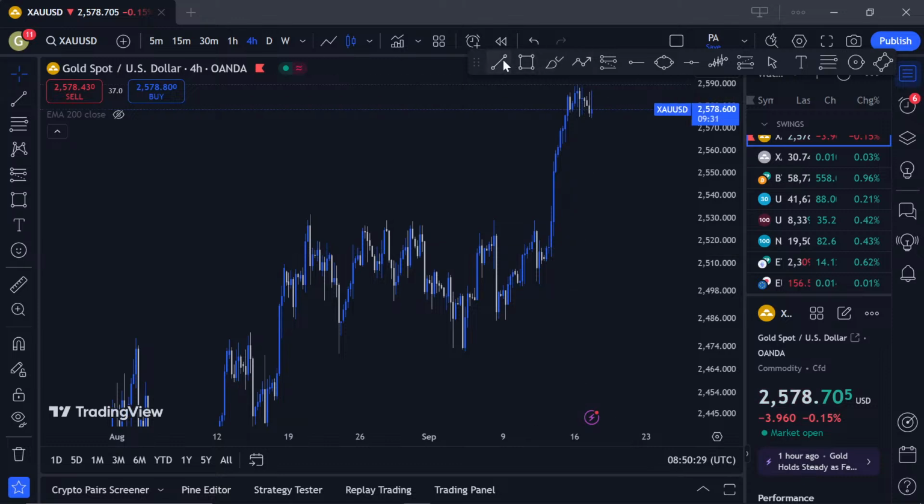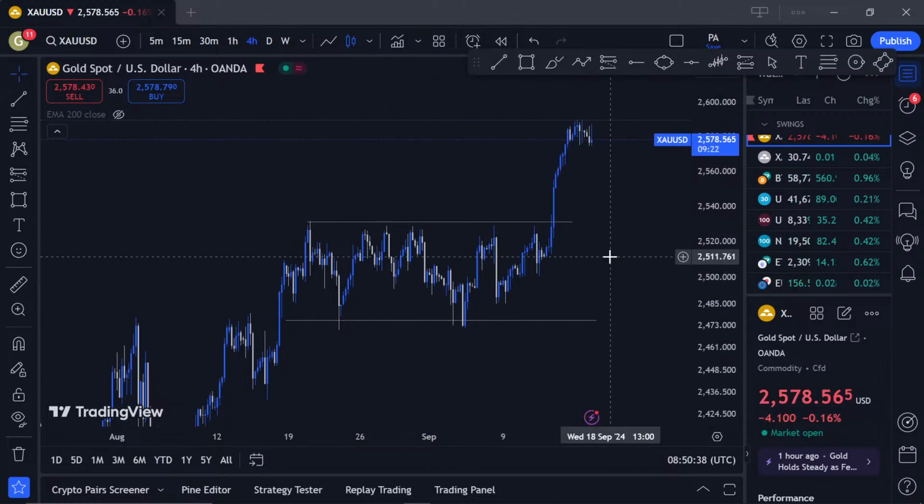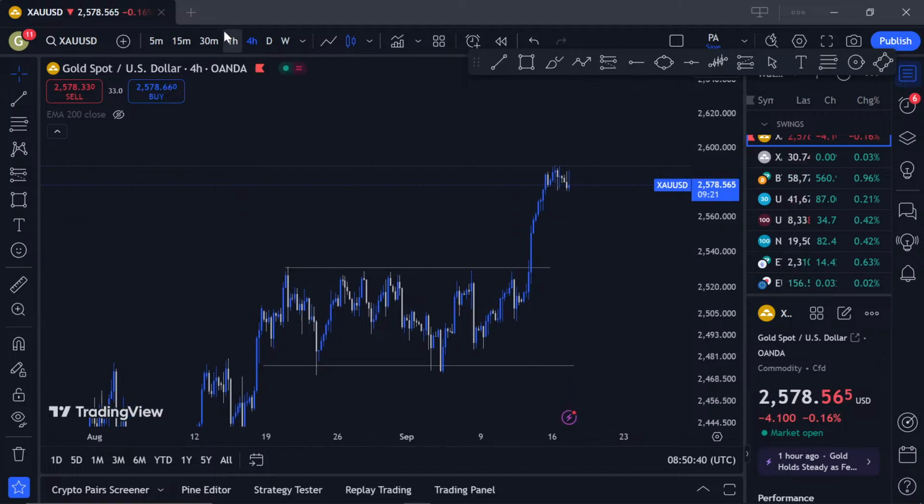So here is gold right now. You can see here gold gave us a resistance level right here, and then below here gold gave us a support that we can look into. So now looking at this area right now, come over to the 1 hour time frame.